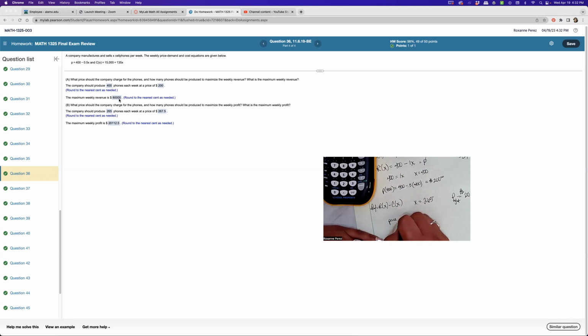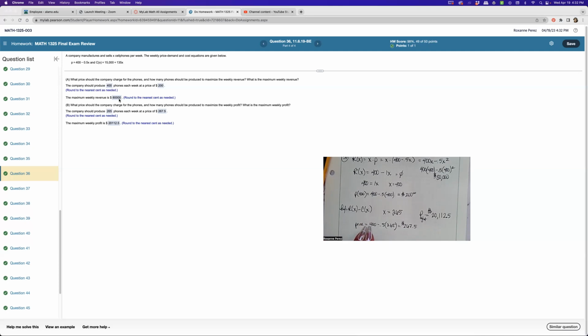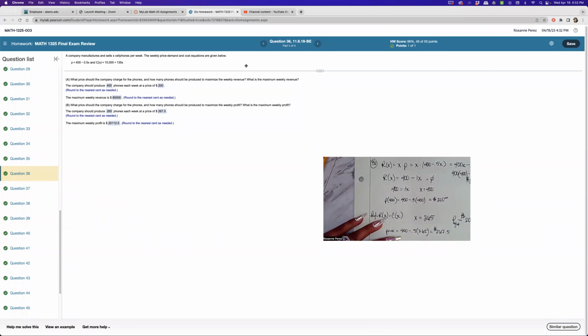Now I need to calculate my price at 265 units produced. So price is 400 minus 0.5 times 265, and that's going to give us a price of $267.50. So in order to maximize our profit, we're going to produce 265 units, which are phones in this case. We'll realize a profit of $20,112.50. And we're going to sell each of our units at a price of $267.50. Cool. And we're moving on.